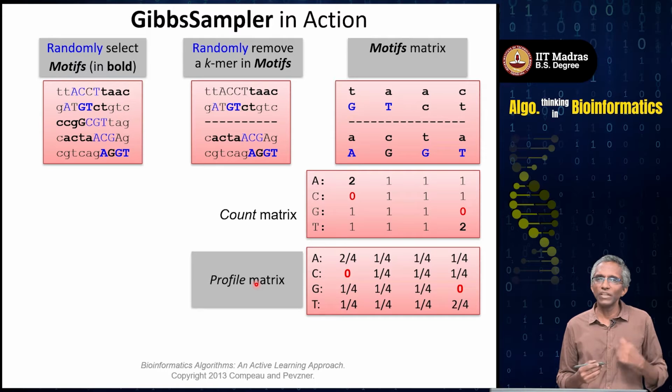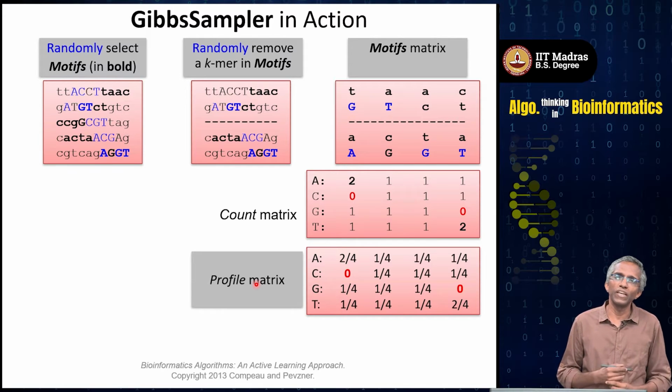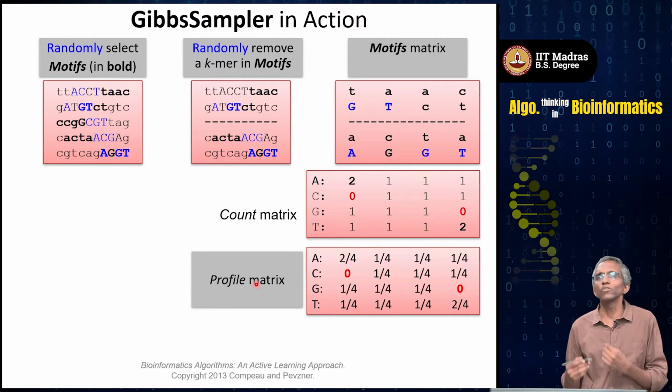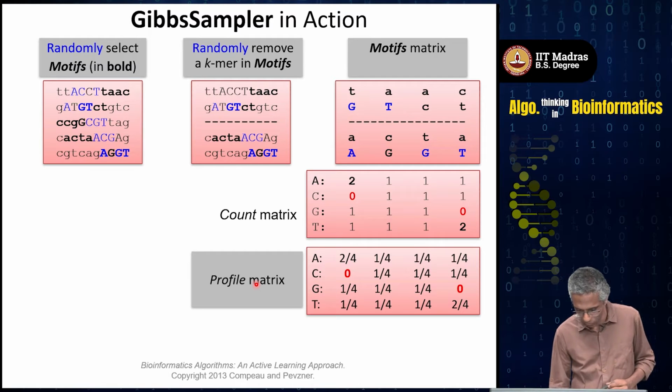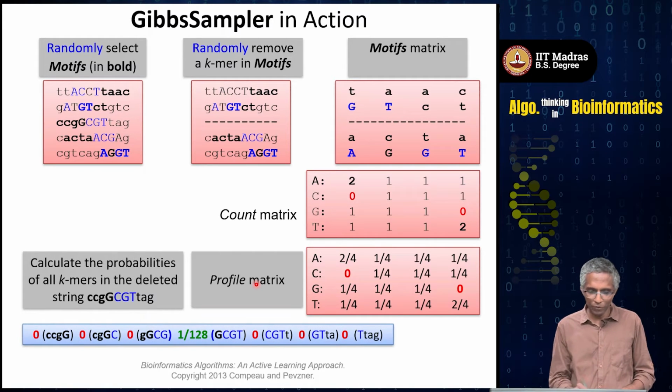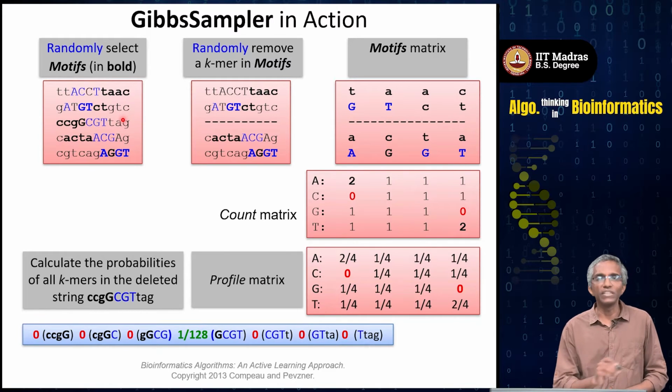And so you can try to use this profile most probable k-mer, but Gibbs sampler is different. Here also it uses randomness. What it will do is compute the probability of all of the k-mers in this deleted string. There are 7 k-mers here: CCGG, CGGC, GGCG and so on. So, there are 7 of these k-mers. It will find the probability that each of these k-mers can be generated by this profile matrix.